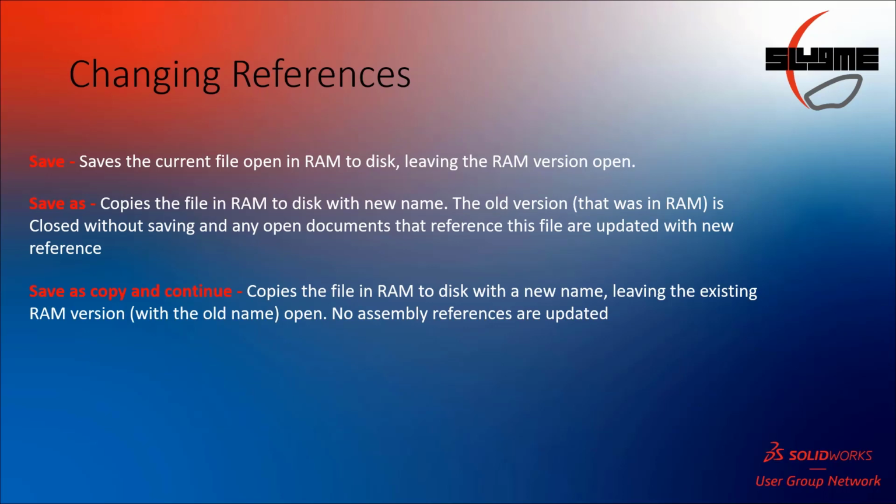Save As Copy and Continue copies the file in RAM to disk with a new name, leaving the existing RAM version with the old name open. No assembly references are updated. When might that be handy? If you don't have a vault system. And a lot of companies do this.